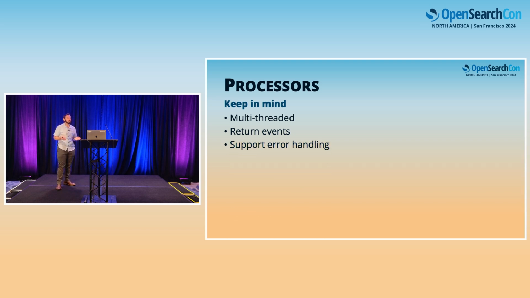And then I also really encourage you to support error handling. One of our main mechanisms for error handling is we have the ability to tag events. And so you can add a tag to an event that the user can customize. And so when it goes to OpenSearch, they'll have these tags that say, maybe for example, we weren't able to locate an IP address on this.